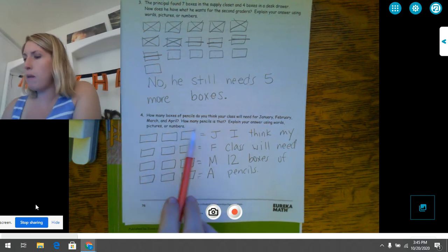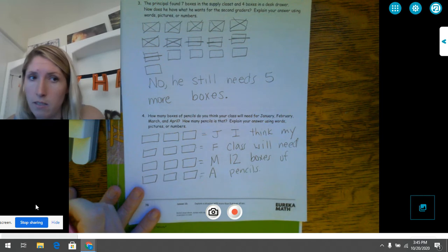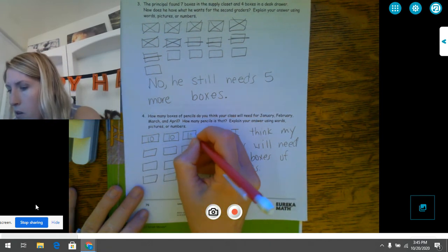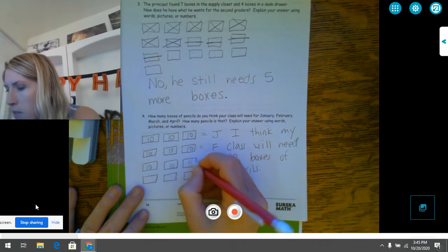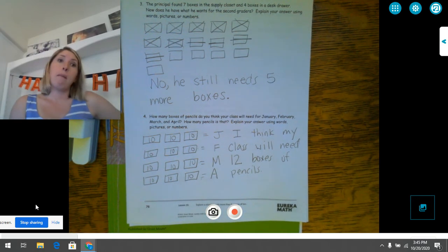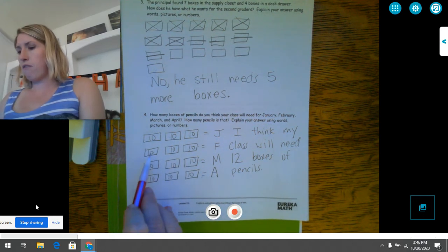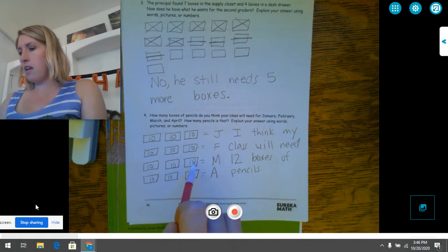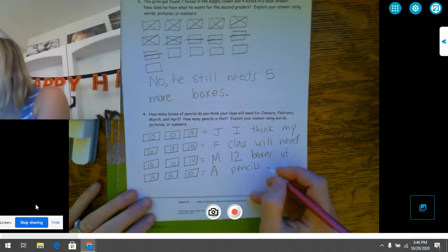It says, how many pencils is that? Okay, well, how many are in each box? How many pencils are in each of those boxes? We know there are 10 pencils in each of these boxes. So now let's count by 10s and see how many pencils that is. 10, 20, 30, 40, 50, 60, 70, 80, 90, 100, 110, 120.